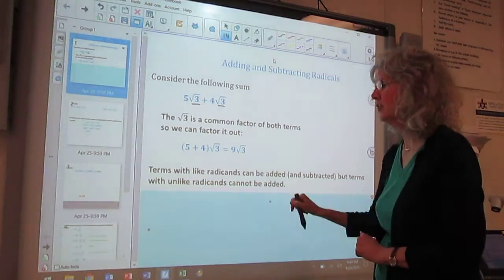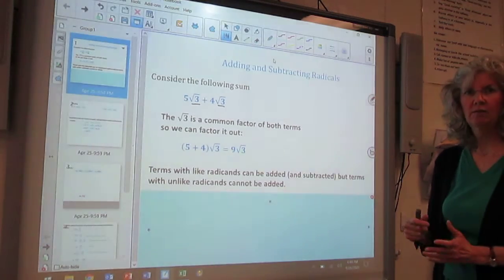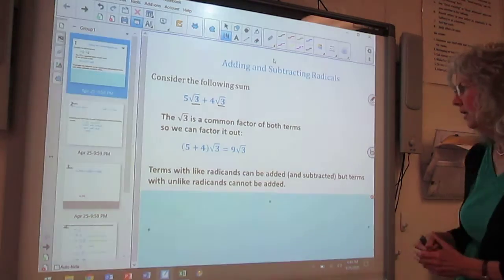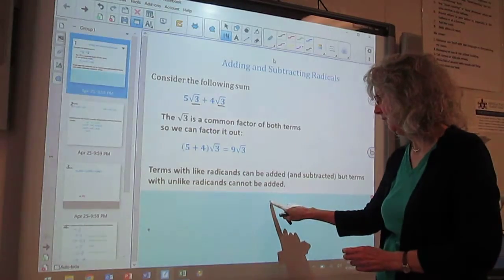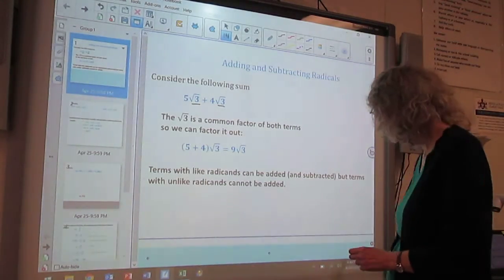So you can see that terms with like radicands can be added. Like radicals are added or subtracted. Okay? But unlike radicals cannot be added and subtracted. Okay? So if the radicand is the same, they can be added.